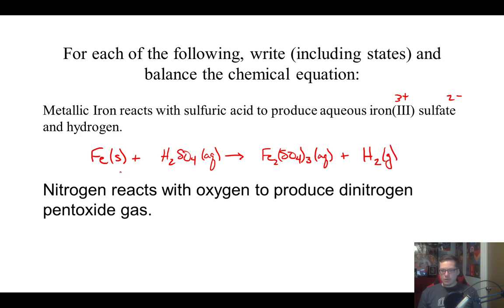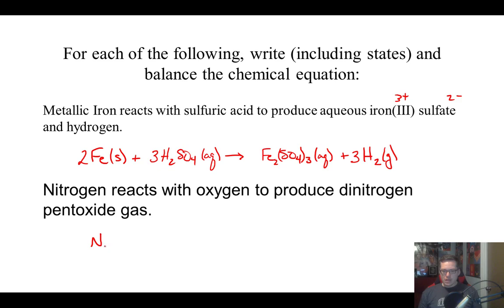And then we're going to balance it. So 1 iron, 2 iron, so I'll throw 2 out here like that. 2 hydrogens, 1 sulfate, 3 sulfate. Oh man, so I'm going to say a 3 there for that sulfate. And now we've got 6 hydrogens, so I need a 3 here for that hydrogen. So there's our reaction. So this was a single replacement reaction. Now it says nitrogen gas reacts with oxygen to produce dinitrogen pentaoxide.